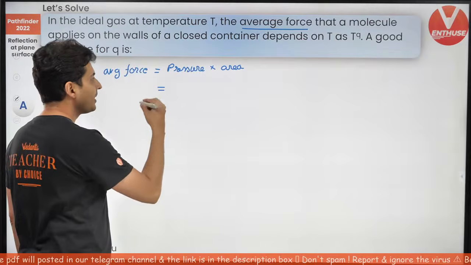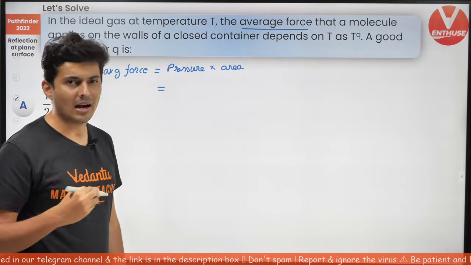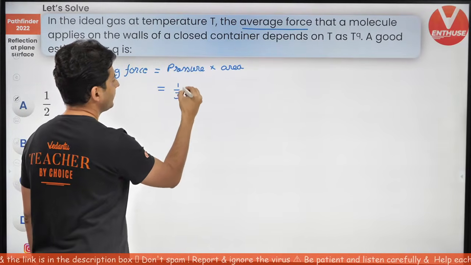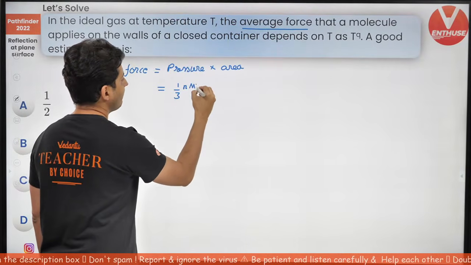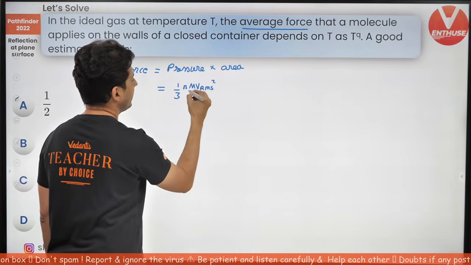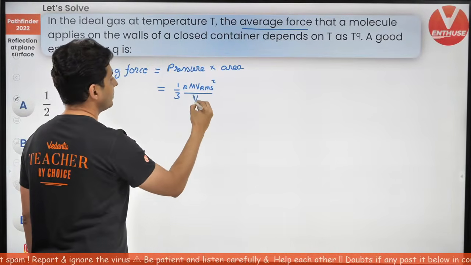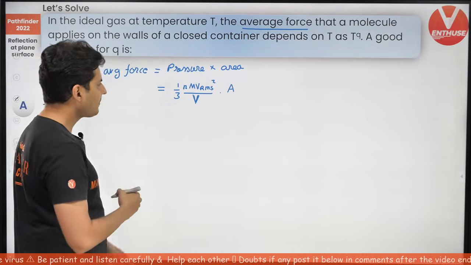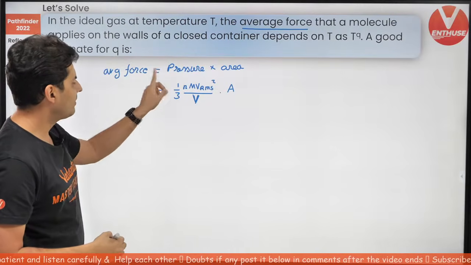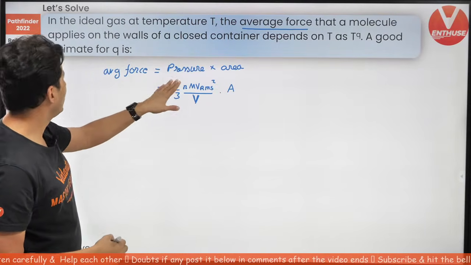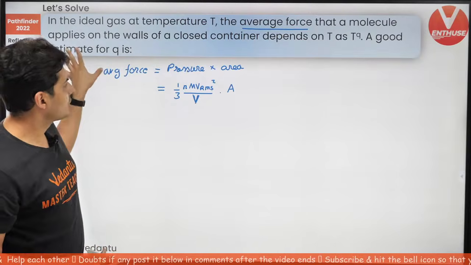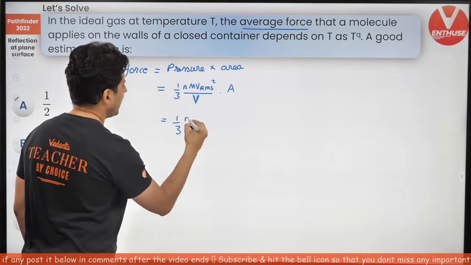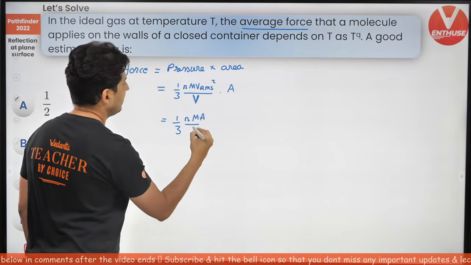I just told you PV is equal to 1/3 nm V RMS square. So I can write pressure as 1/3 nm V RMS square, the whole thing divided by volume. This is volume, that is speed, don't confuse the two, multiplied by the area. Now N is a constant, M is a constant, volume is also taken out, area also just take it out. Just write it in a different form: N M A divided by volume.